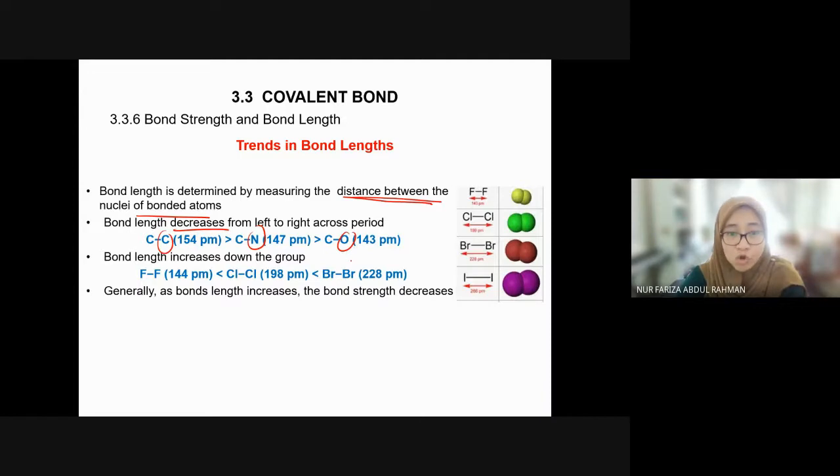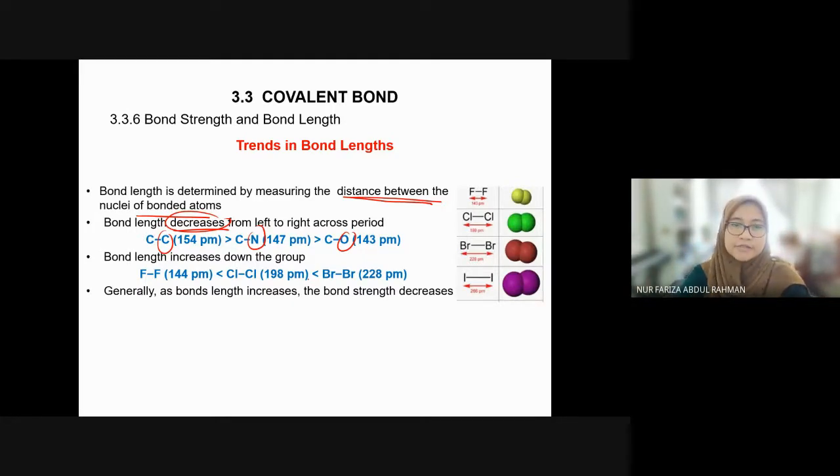The bond become shorter. When we cross the period from left to right, the bond length will decrease. This is provided kalau you compare benda yang sama lah, period yang sama. And then kalau down the group, sama juga case yang sama, down the group the size become larger kan, and then the electron become further away from the nucleus. Bila further away, so the attraction become weaker lah. Bila attraction become weaker, that's why dia jauh, dia menjauhi.